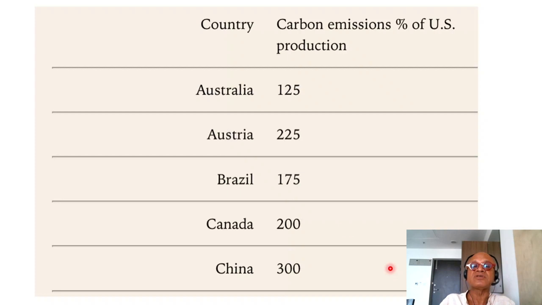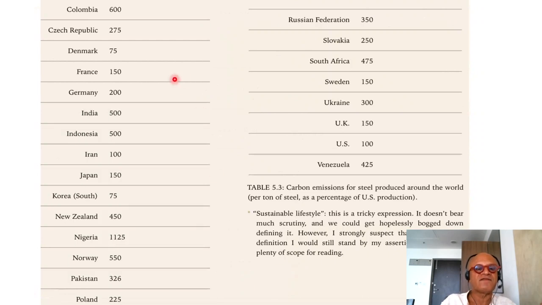Just to run through the numbers, carbon emissions in the percentage of US production, so US is used as a standard at 100%, 125% in Australia, 225, 175, 200 and 300 in China. Okay, so obviously it jumps up to 3 times if it is not in the US. You can look at lots of other countries with much bigger footprints. Nigeria here, massive number. Who else is big? India is at 500, Colombia at 600, and so on and so forth.